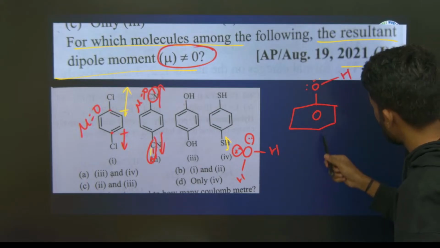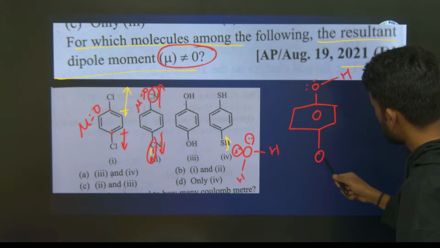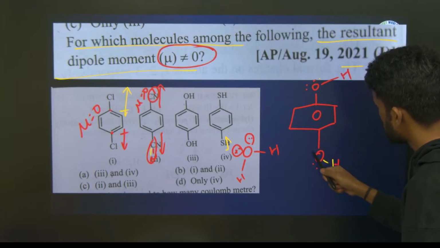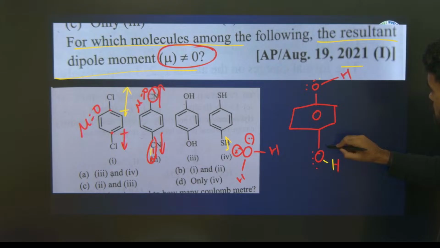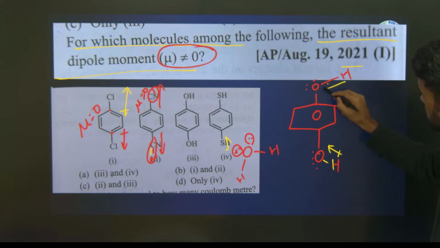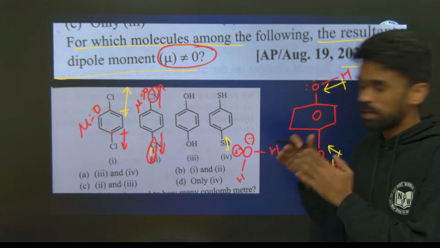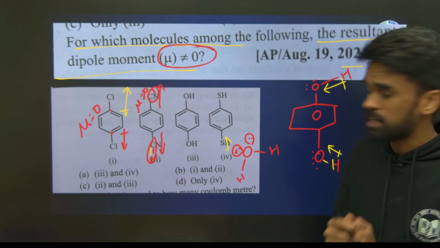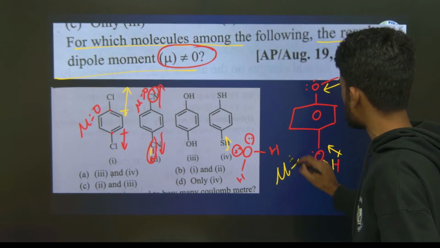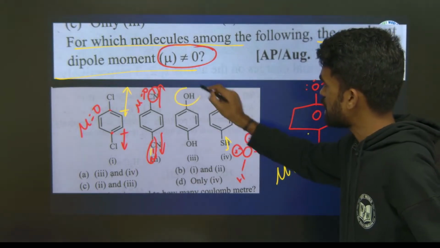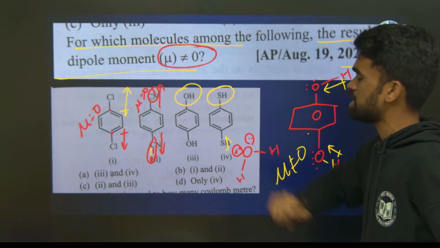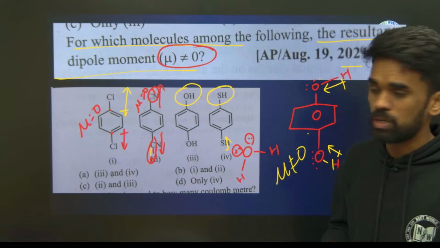So here also oxygen, and hydrogen if I write here, see they have different directions. Dipole moments are in different directions like this, towards this side, so they are not cancelling out each other. So mu is not equal to 0 in the third case as well as in the fourth case. This SH also has a similar kind of story.